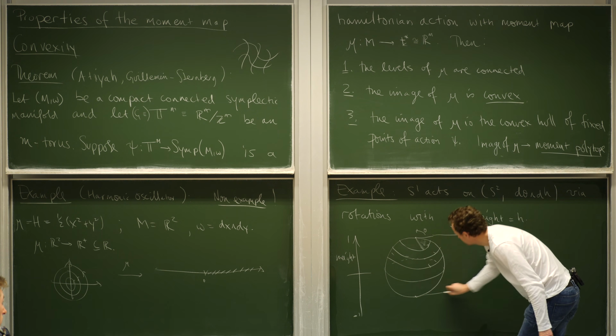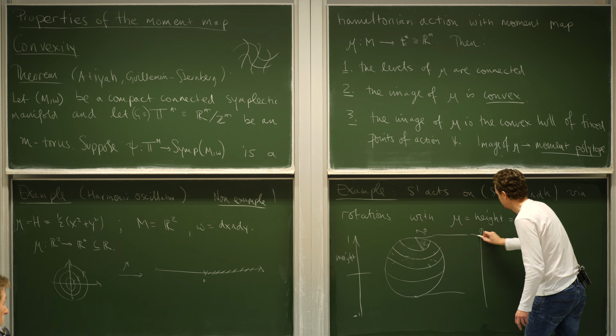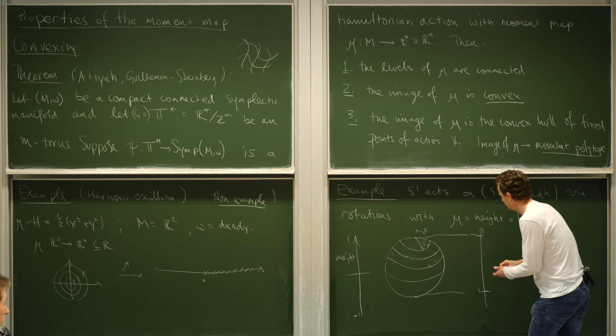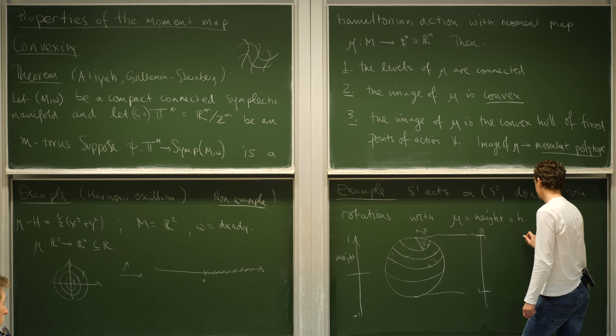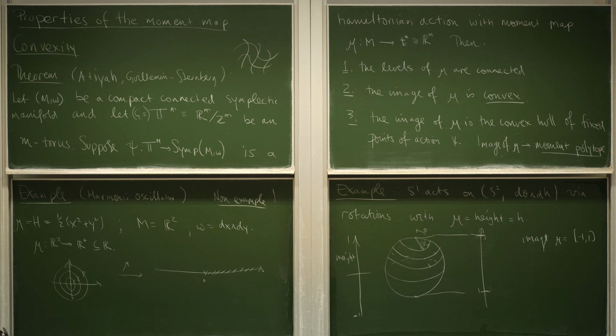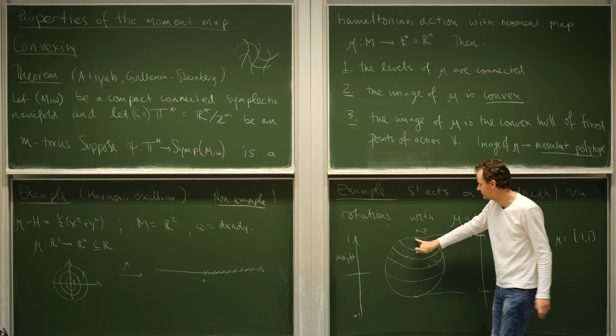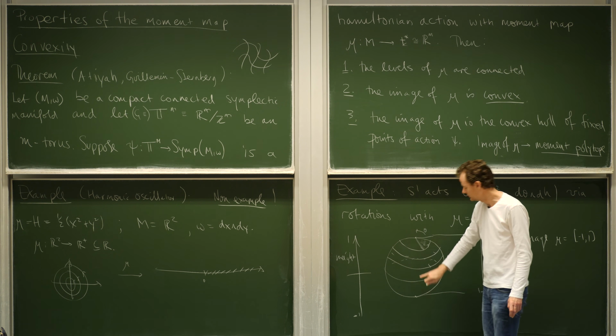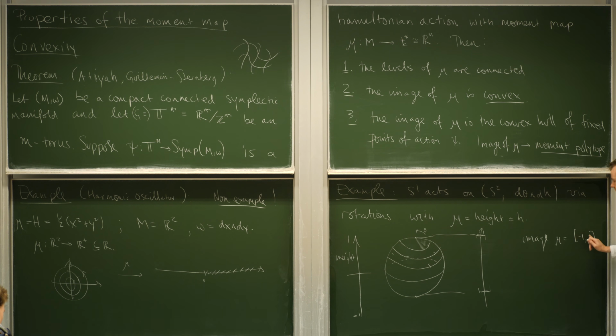Is the image convex? Well, the image is easy to work out. It's just the interval -1 to 1. Certainly a convex set. And is this convex set the convex hull of the fixed points of the action? Absolutely, right? There are two fixed points of this group action, the north pole and the south pole. And the images of those 2 points are -1 and 1, and they are indeed the extreme points of that convex set. So that's another example of this theorem in action.